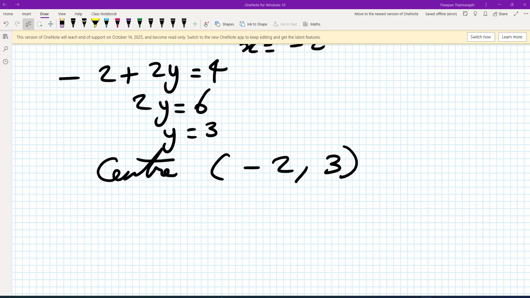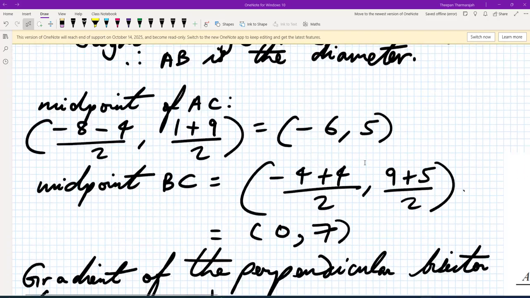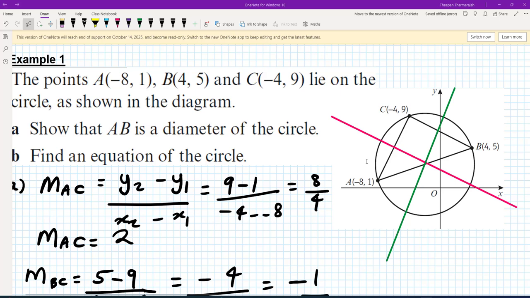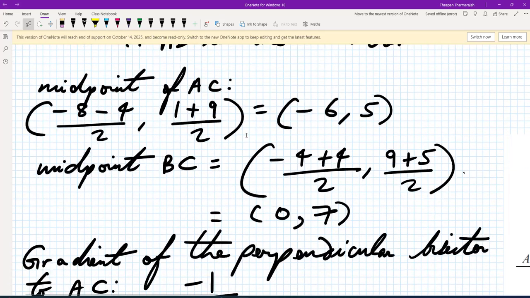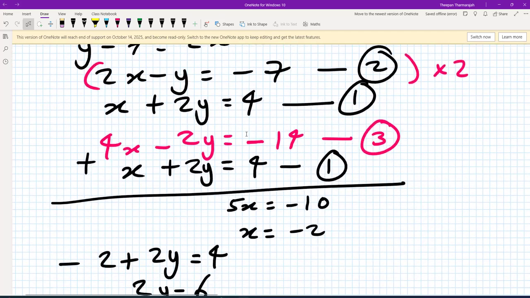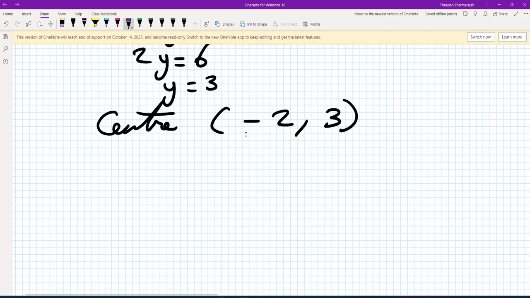So now what we need to do is work out the radius. We've done this in the previous video, where we draw in the radius. Now that we've established the center, we're going to go from here, the center, to the point C, and call that R for the radius. So C is -4 and 9. Let's write that in. So C is -4, 9.